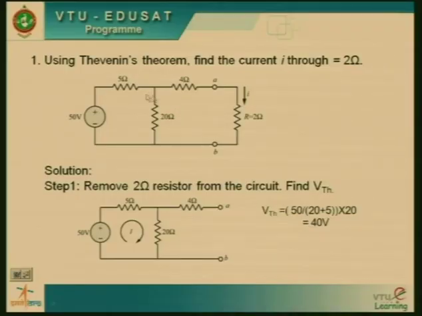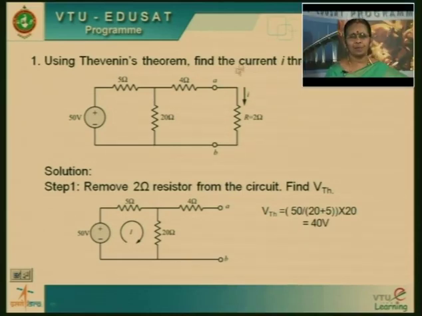Then let us start understanding how to solve the problems by applying Thevenin's theorem. We have already discussed a similar kind of problem, so it is easy for us to analyze this problem very clearly. The first problem here: using Thevenin's theorem, find the current through the 2 ohm resistor. In the circuit here we have a 50 volt source connected to 5 ohm, 20 ohm, and 4 ohm resistors, and the load resistance here is 2 ohms. You have the circuit like this.